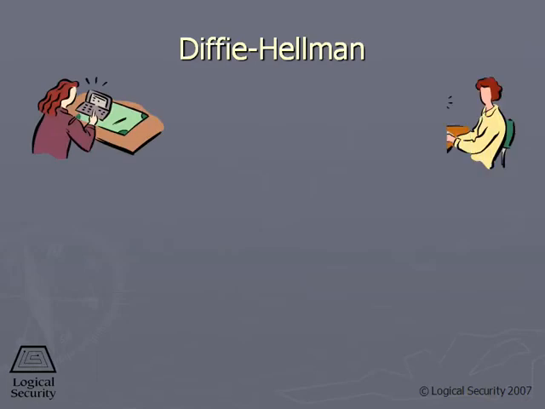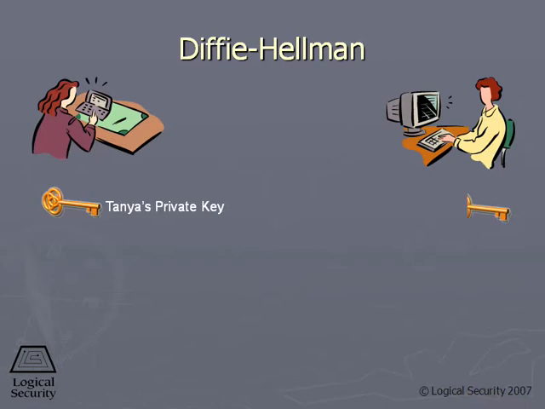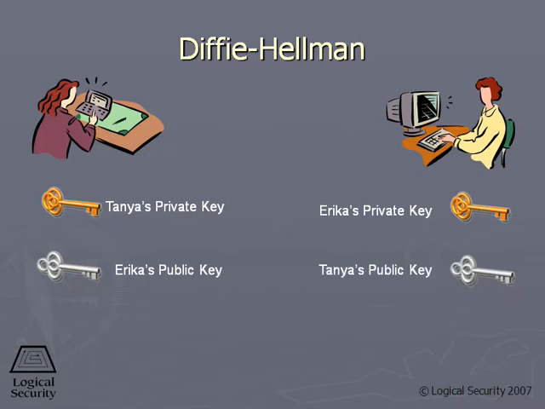Now with Diffie Hellman, it's an asymmetric algorithm, so each user has their own private and public key. So I have my private and public key, you have your private and public key. In Diffie Hellman, we exchange public keys. So I have your public key and you have my public key.